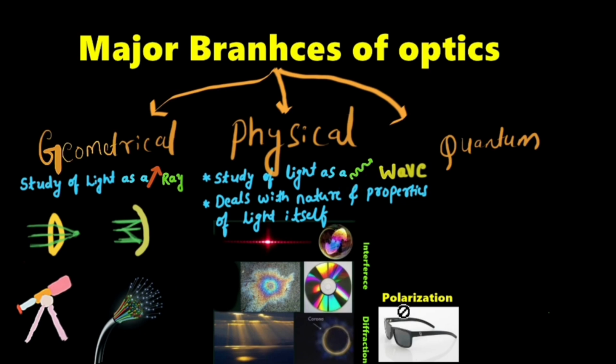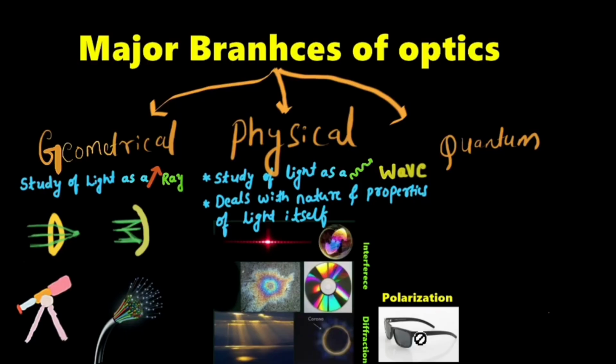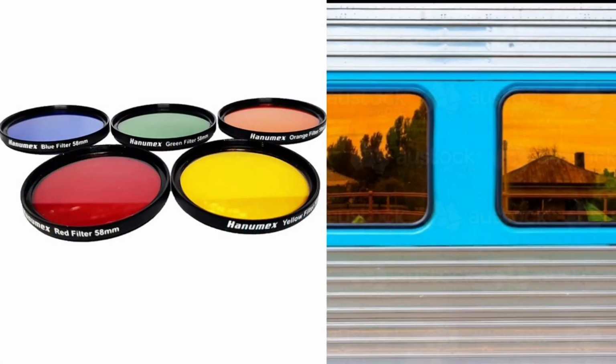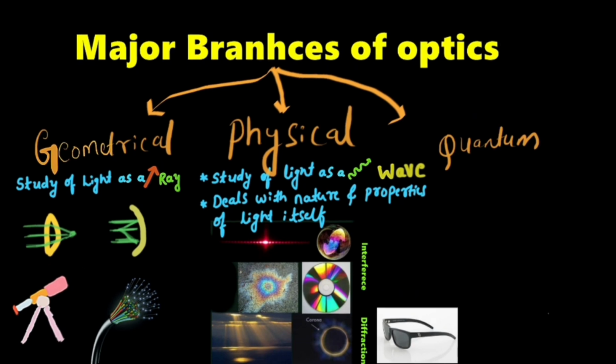Next, one more phenomenon is polarization. Here you can see in the picture, when the light enters through the sunglass, the intensity of light almost 50% reduces, and based on the same principle of polarization, Polaroid filter in DSLR camera, windows of AC train coach and windows of aeroplane can be explained with the help of physical optics.